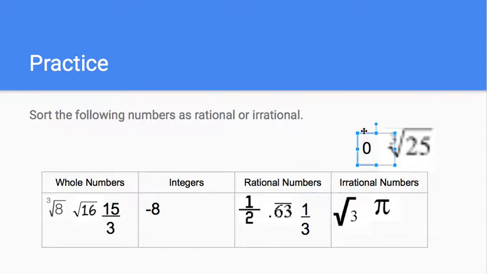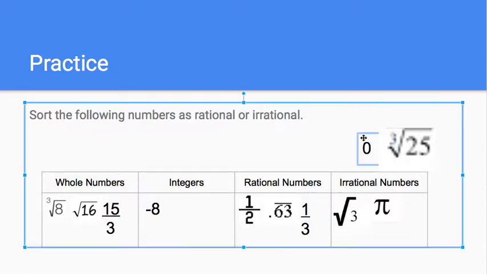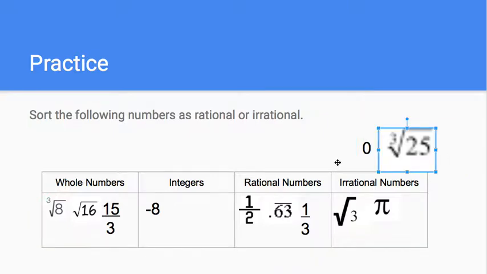0 is a whole number. Oh, and I can't move it. I've done something to it. There we go. 0 is a whole number.